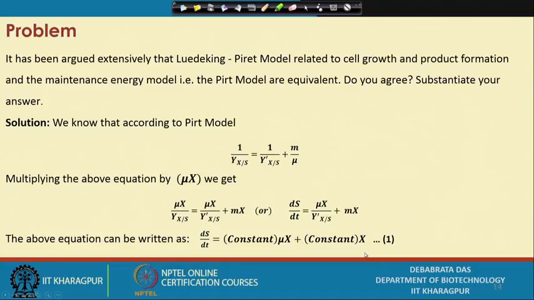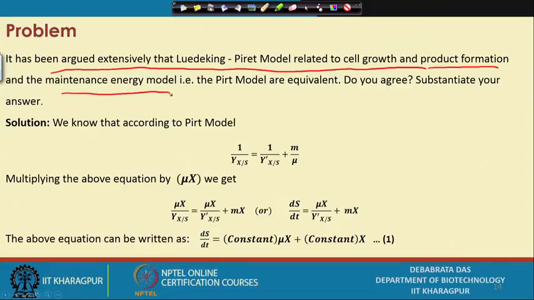Now, let us see this very interesting problem. It has been argued that the Luedeking-Piret model, relating cell growth and product formation, and the maintenance energy model, that is the Pirt equation, are equivalent. Do you agree? Justify your answer. Now, what does it mean? By this time we know what the Pirt equation is. The Pirt equation deals with the maintenance of the cells, and the Luedeking-Piret model deals with product formation. The question is: are they equivalent? Not equal, but equivalent. Now, how can we justify that?